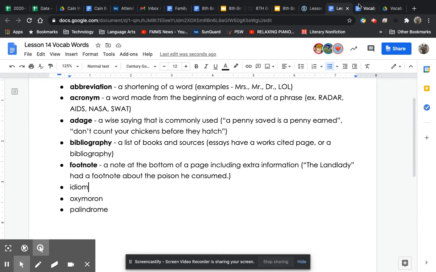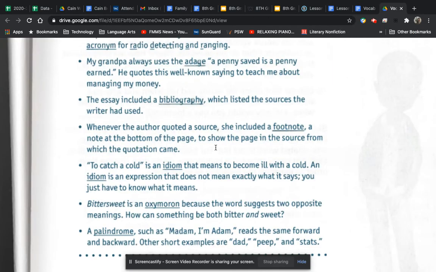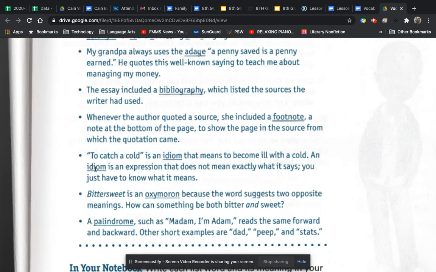The next word is idiom, and the book page says to catch a cold is an idiom that means to become ill with a cold. You don't actually grab a glove and catch it, right? It says an idiom is an expression that does not mean exactly what it says. You just have to know what it means. So if I say, it is raining cats and dogs out there, what does that mean?